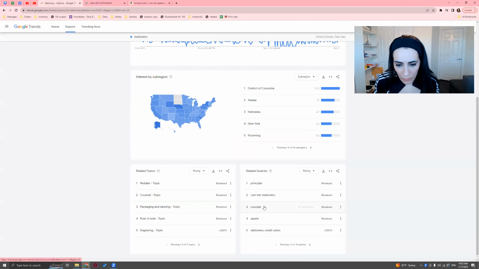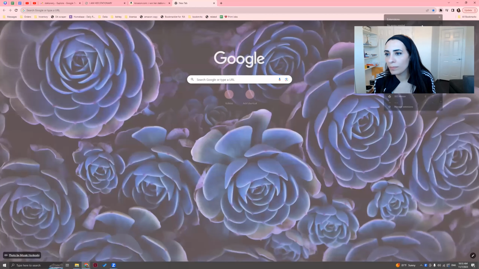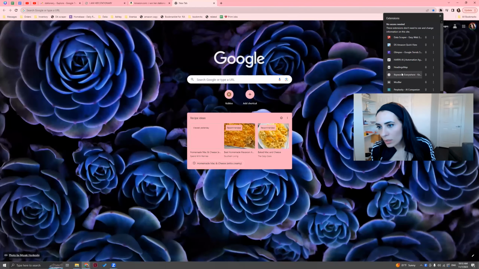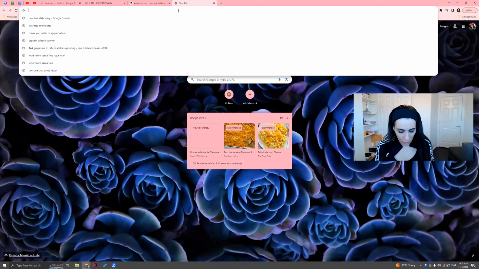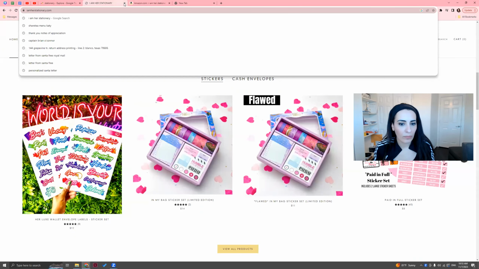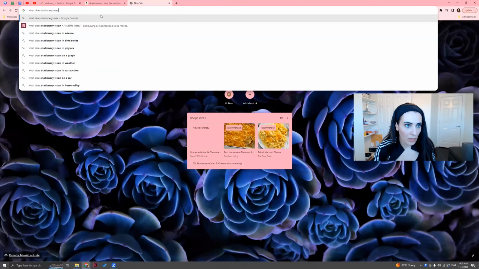So these are Breakout, Zazzle, Stationery Credit Union. What does that mean? Stationery Express is a brand. What does stationery mean? So with the ERY. So let me put on my keyword tool to see how much people are searching for it. By the way, this keyword tool doesn't give me the recent searches, so this may not be helpful, but hear me out. Wait, what was the phrase? What does stationery mean?